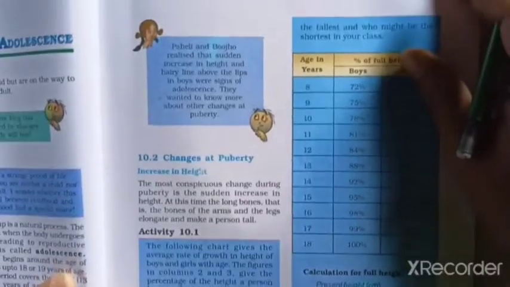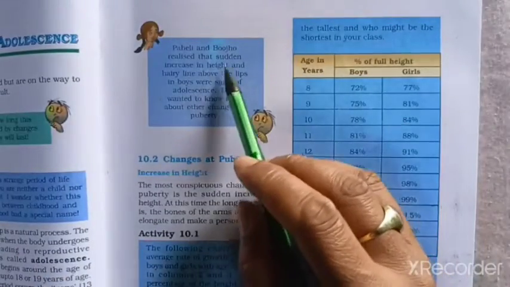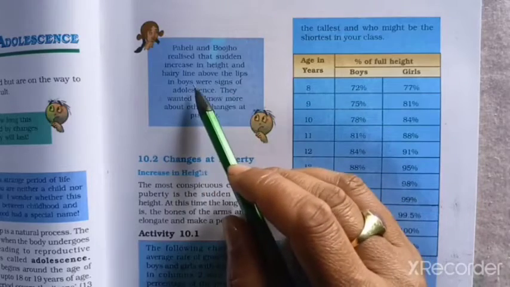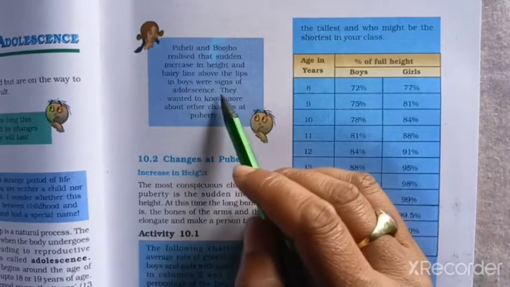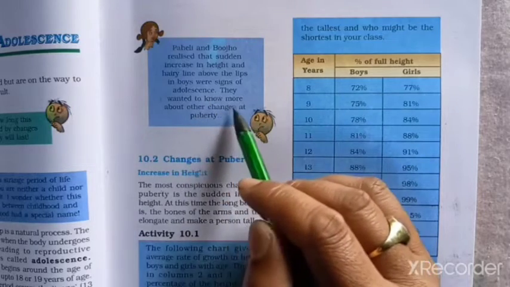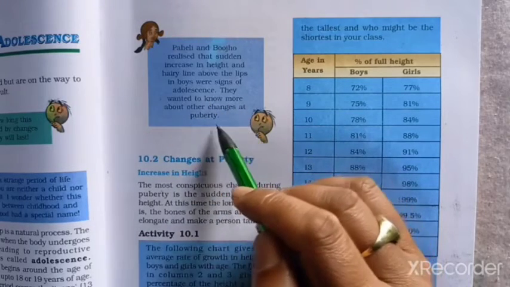Here, next page, Pahle and Buzo realized that the sudden increase in height and hairy line above the lips in boys were signs of adolescence. So they wanted to know more about other changes at puberty.